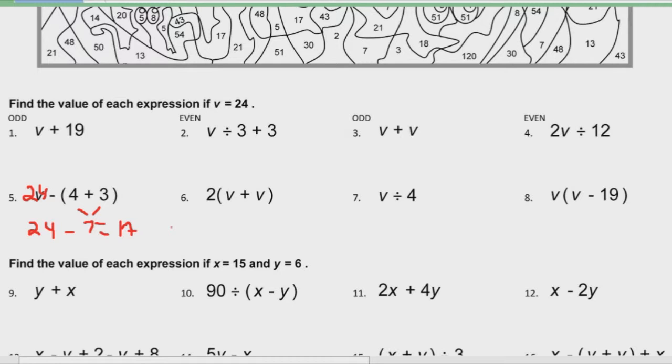All right, did you get 17? If you didn't, go back and correct your mistake. All right, again, don't just copy from me. It's not going to help when you take a test.